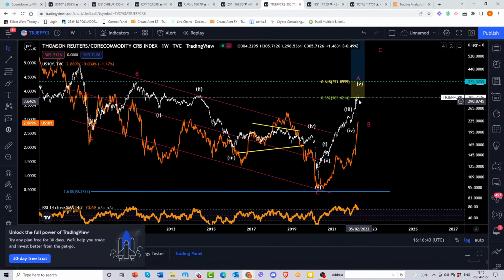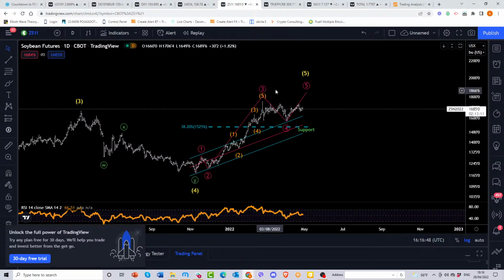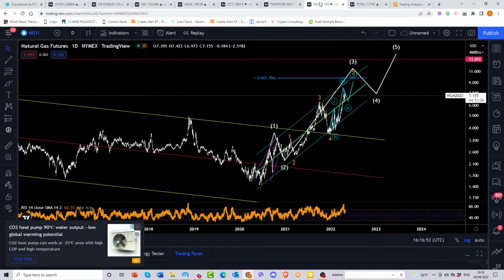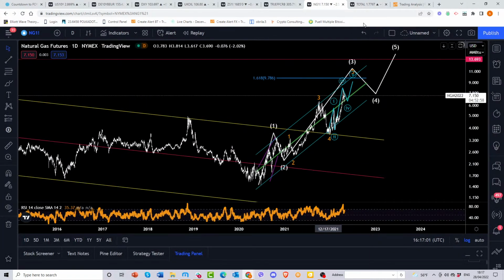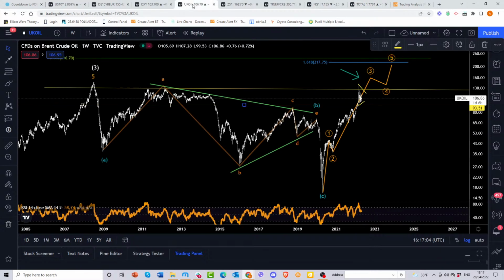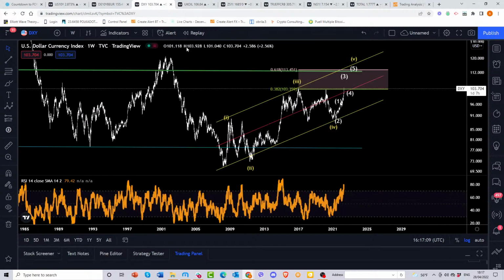Looking at both wave counts, we do expect a little bit of pause, and we can also see that in some of the charts in corn, soybean, also potentially here on natural gas and other commodity charts. So I think this correlates, and all of these charts are telling us that we might see a little bit of a pause in this inflationary run-up, as well as maybe some type of a correction in DXY starting soon, in the next couple of weeks.